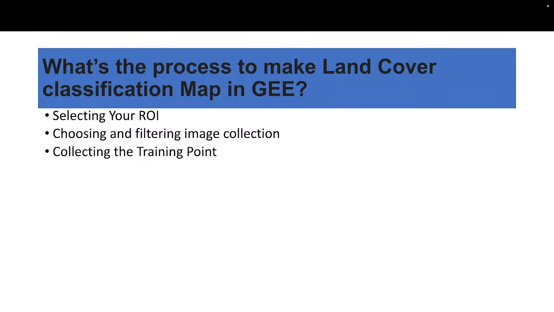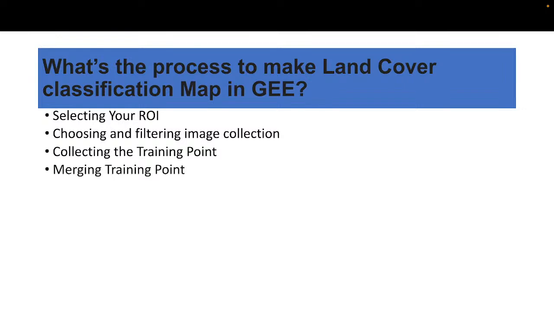This type of GPS location we can simply import in our code editor, and further we extract the pixel value. Then it works as a training point. But in this case we will also use different types of band combinations, and using different band combinations we try to extract different types of information from the satellite images, and take the training sample, collecting the training points.